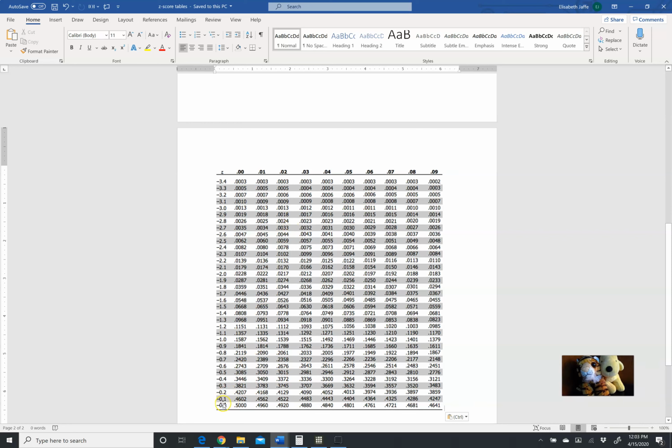So we go to negative 0.1. That's the tenth place. And then we're going to go over to 3. And we get 0.4483. That's the percentage of area that's below the part of the curve that we're at. So it's a little bit less than 45% of the curve that is less than 0.125 standard deviations below the mean.